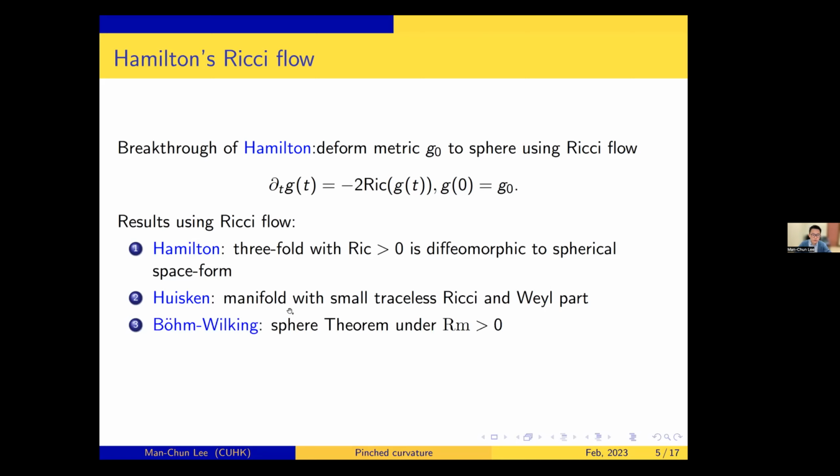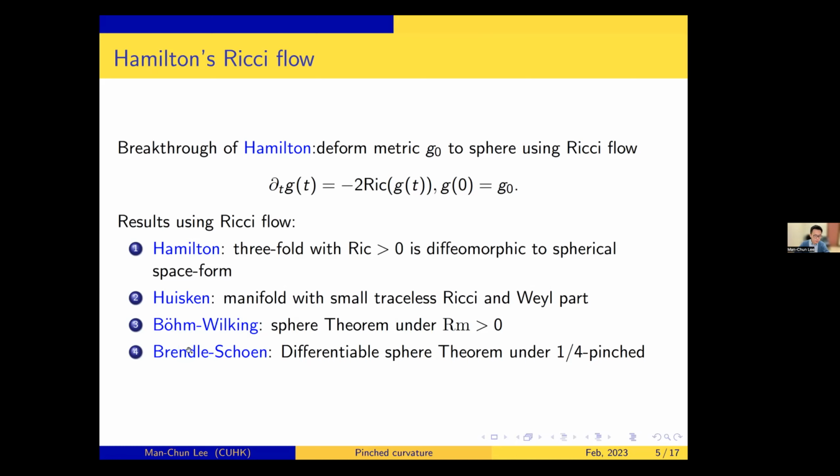After a long time, Böhm and Wilking studied a generalization of Hamilton's result under the so-called positive curvature operator condition. They proved that in this case, they can still prove the same dynamics of the Ricci flow. That means the Ricci flow turns a manifold with a positive curvature operator into a sphere in any dimension, with no dimensional restrictions. And then, of course, the famous differentiable sphere theorem proved by Simon Brendle and Richard Schoen says that the 1/4 pinch curvature condition is also a favorable condition with respect to the Ricci flow theory.